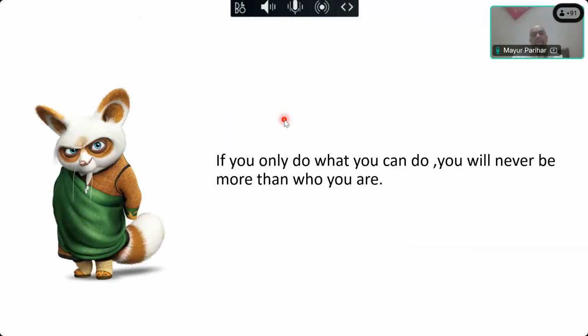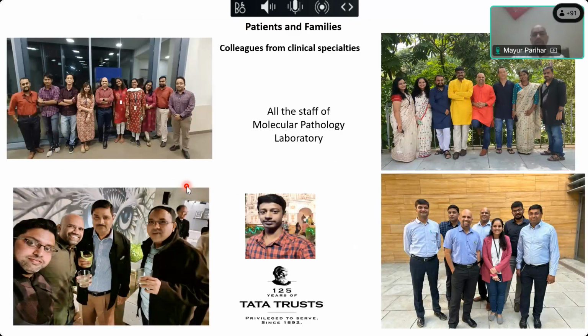And you won't be able to make your right diagnosis. So Kung Fu Panda is my favorite movie, and I don't know how many of you have seen it. And Master Shifu always says there that if you only do what you can do, you will never be more than who you are. So of course you have to keep stretching yourself, put your stretch goals, try to learn new things and apply them and implement them in your day-to-day practice. With this, I would conclude my talk.